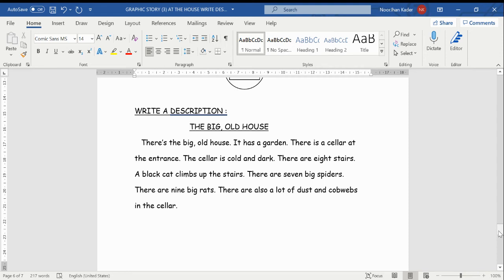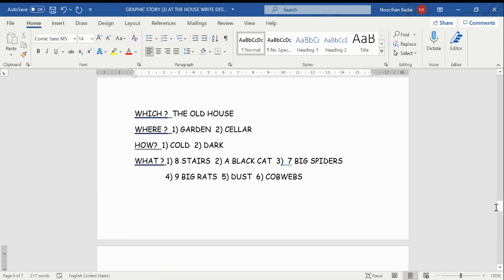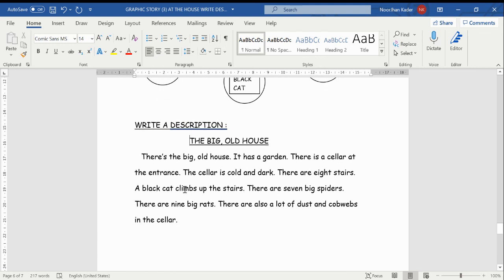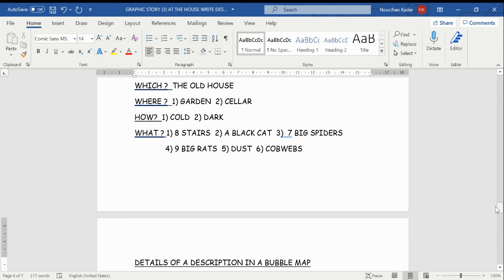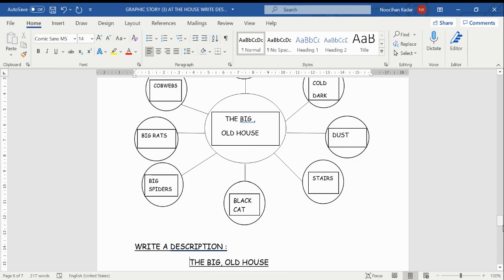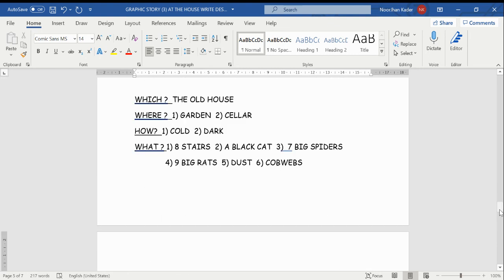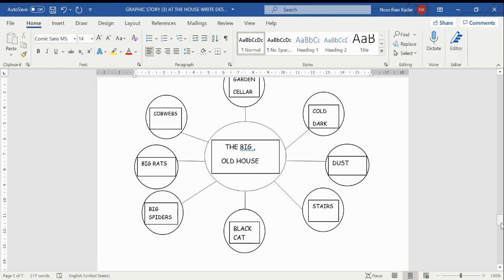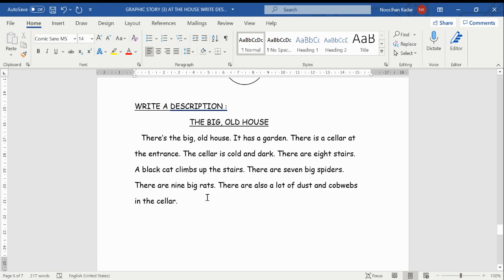Okay, let's check the number of stairs. 8 stairs. A black cat. 8 stairs. Big spiders, 7 big spiders. How many rats? 9 big rats. Okay, correct. So let's read. Write a description of the old house from the graphic story.